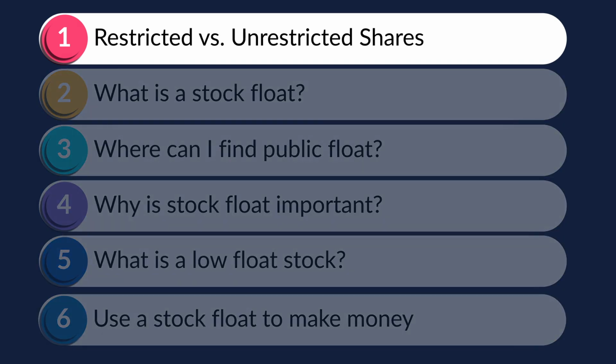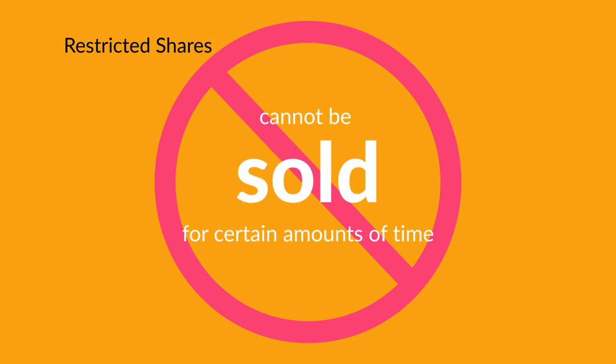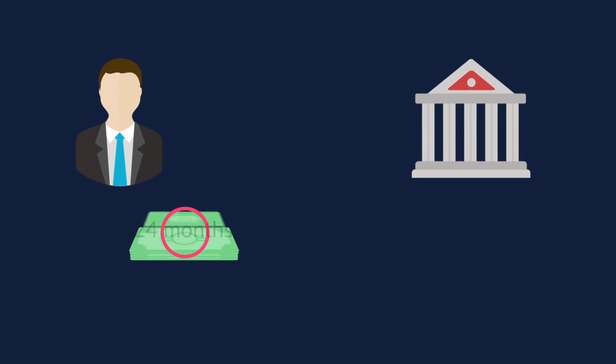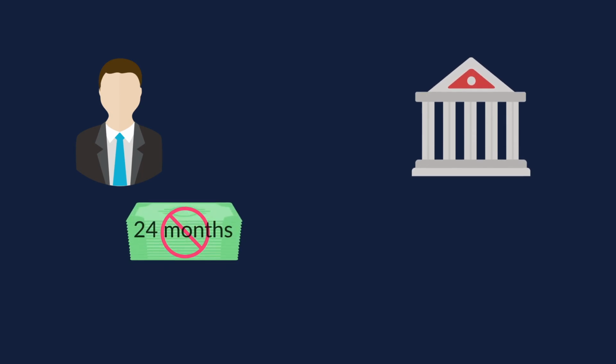1. Understanding restricted versus unrestricted shares. Restricted shares cannot be sold for certain amounts of time. Sometimes there are 12, 18, or 24 month holding periods. When a new employee joins a company, they get restricted shares. They can't just sell the shares right away. For example, I'm a programmer and I joined a company. I get 10,000 shares that I can sell in 24 months.